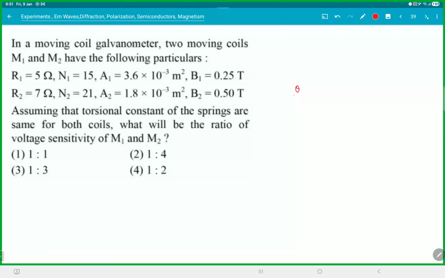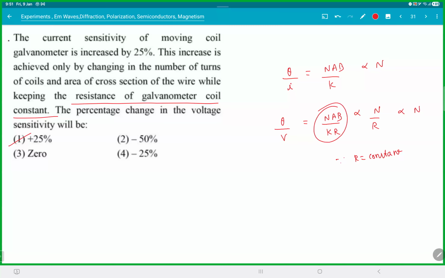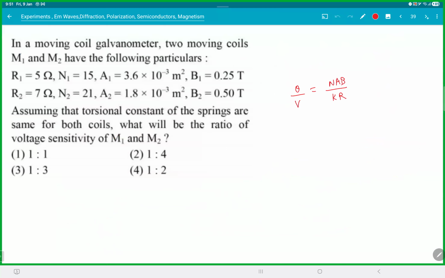What is the formula here? We did it just now. Theta by voltage is equal to NAB by KR. This was the formula. NAB by KR. Substitute there, you are done. You'll get the answer. But for that, you need to know the formula.